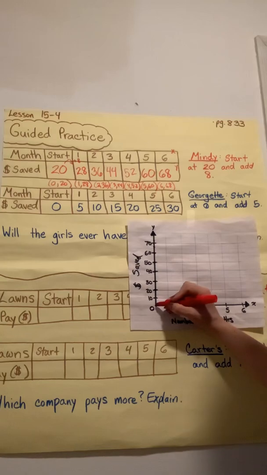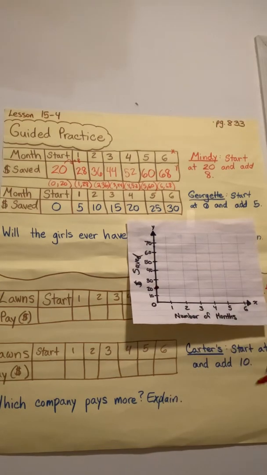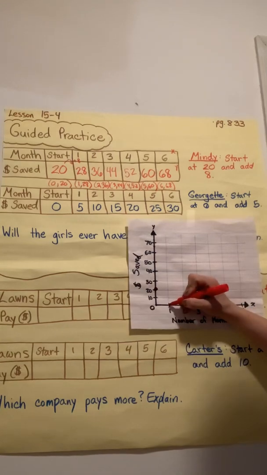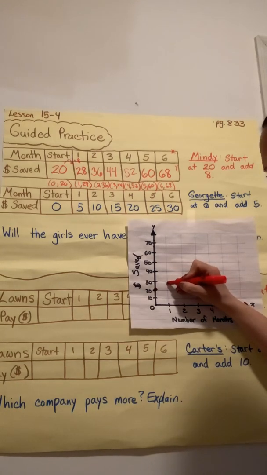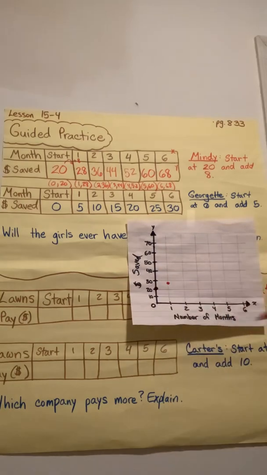So 0 means I'm not going over at all on the x-axis, putting it right at 20. Here's 1 month, I'm up to 28. So I'm estimating here because the y-axis is going by 5, so 28 would be close to the 30.